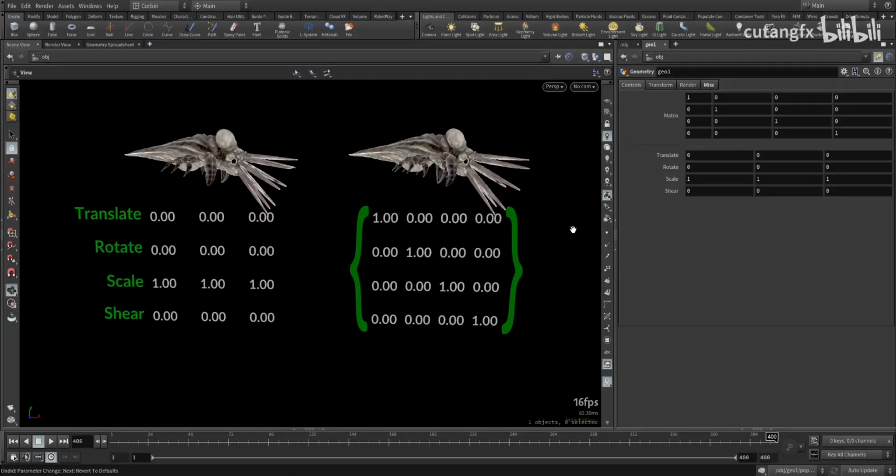Okay. Right, so now we're going to move on. Now that we've spoken about what a matrix is, or what's happening under the hood, let's look at how we can use it to our advantage and actually do something practical with it in 3D.